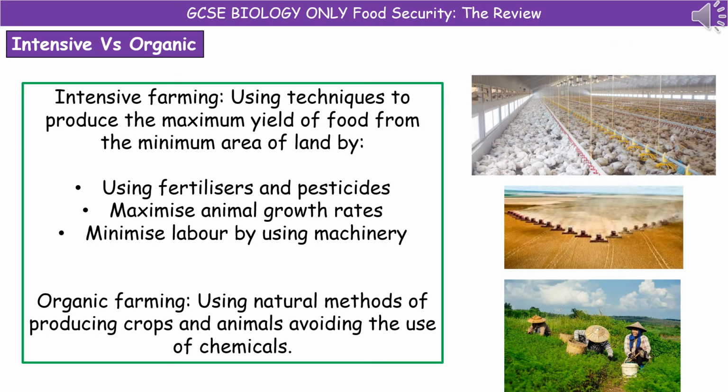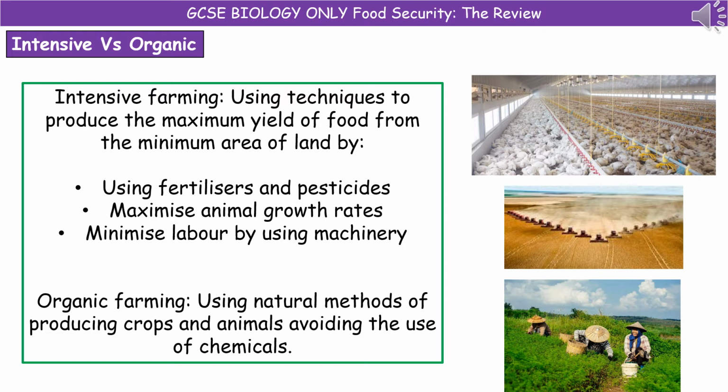What we actually have at our disposal are 2 different methods of farming: intensive farming or organic farming. When we're talking about intensive farming, this is using techniques to produce the maximum yield of food from the minimum area of land. So in order to carry this out, we will use chemical fertilizers and pesticides. We're going to use different techniques to maximize animal growth rates. We're going to use a lot more machinery rather than manual labor.